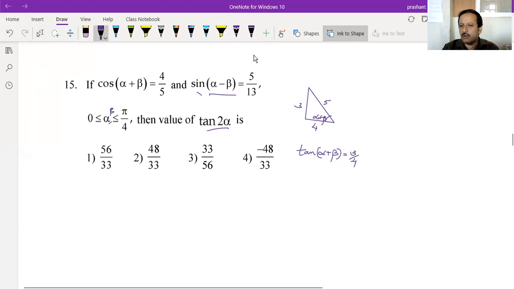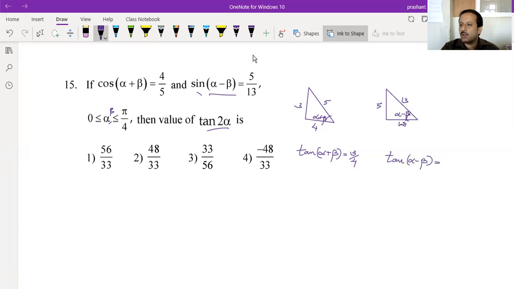So now let me just find out what is tan(alpha plus beta) and tan(alpha minus beta). Let me draw another right angle triangle. I'll call this angle alpha minus beta. Sin(alpha minus beta) is defined as 5 by 13. Sin theta is equal to opposite by hypotenuse. So 5 by 13. When the opposite side is 5 and the hypotenuse is 13, obviously the adjacent side will be 12.